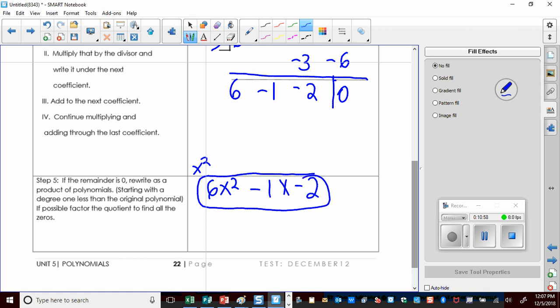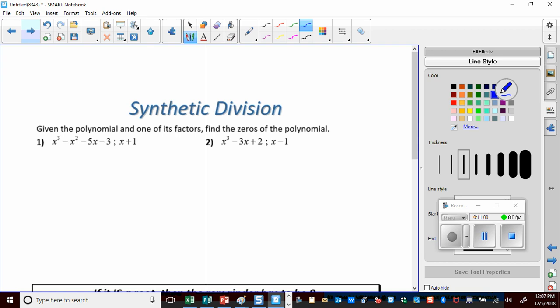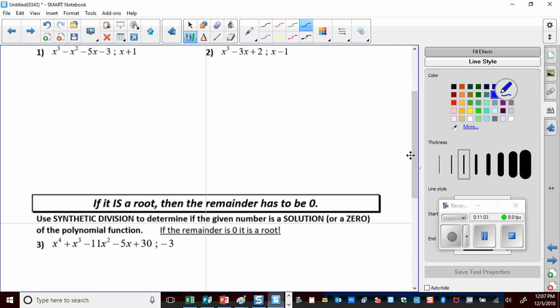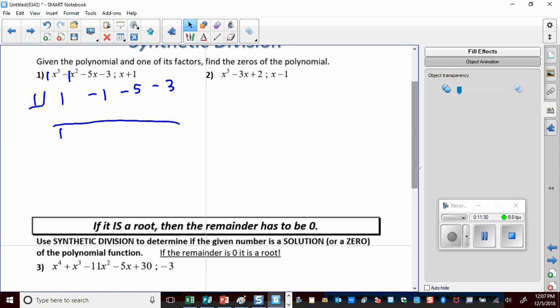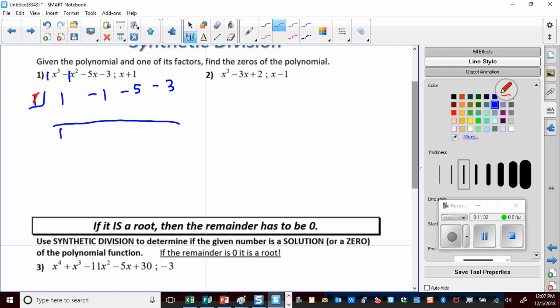It's the same answer I got before. So we're going to do this a couple times until we get this down. All right? So let's set up our box here. Okay? And let's make sure it's in standard form. So I have an x cubed term, and there's a 1 in front. I have a -1x squared, a x term, and then a number term. So I have a 1, and then 1, -1, -5, -3. Right? So we always bring the first coefficient down first, 1, and then we multiply it times this divisor. This is my divisor. It's in red.